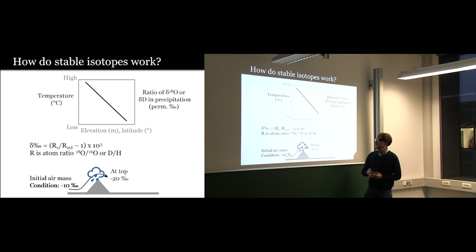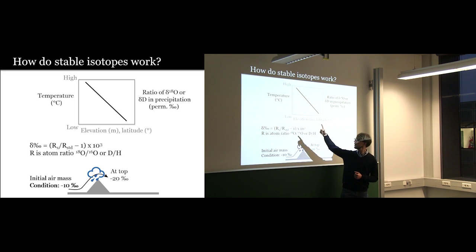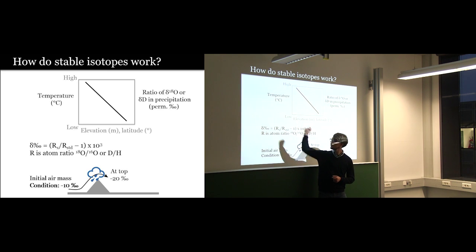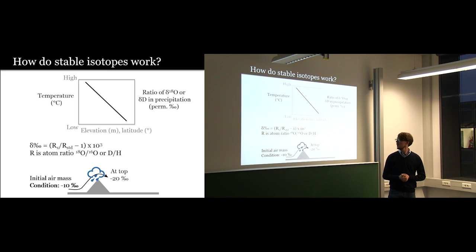Stable isotopes are measured as a ratio, so you have a standard over your sample, and your ratio is the heavier isotope, for example 18O over the lighter 16O, or deuterium over hydrogen, and usually the notation is in per mil, which means parts per thousand. So it's very small differences that you actually look at when you do stable isotope analysis.